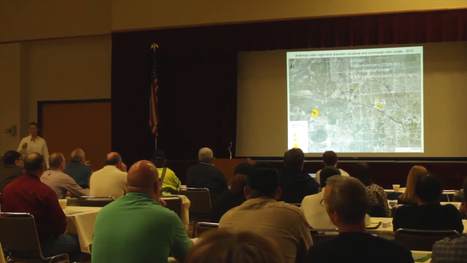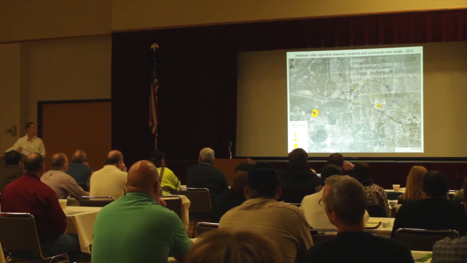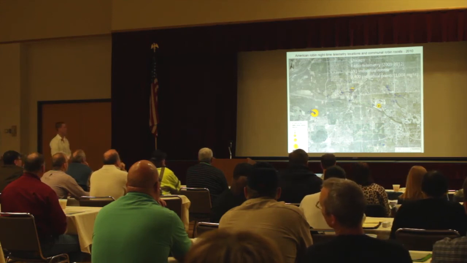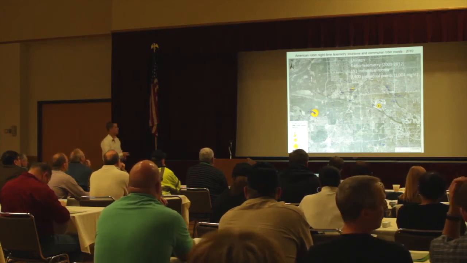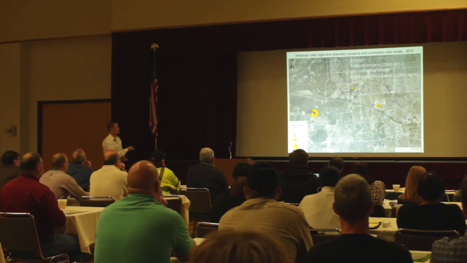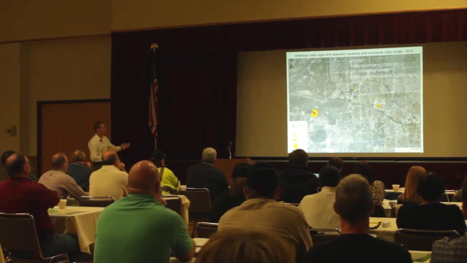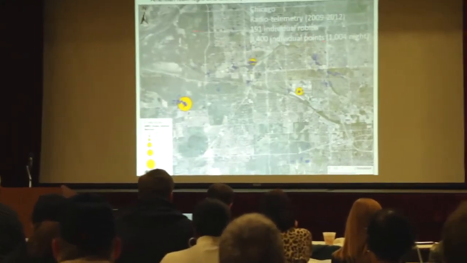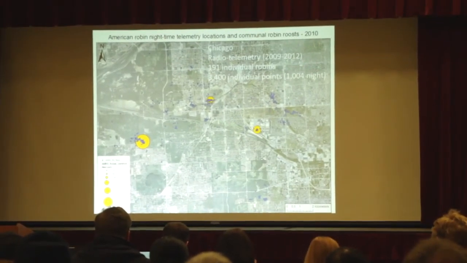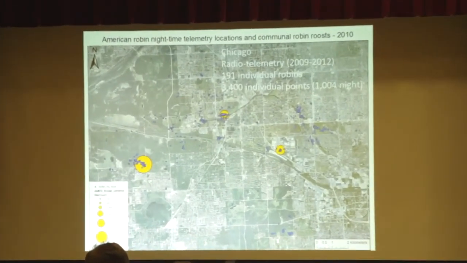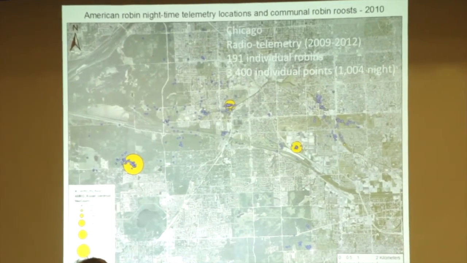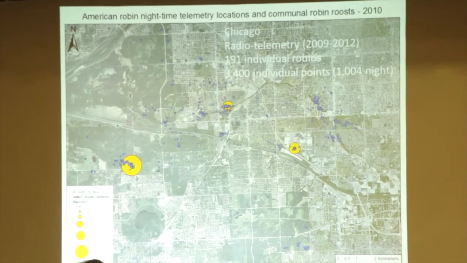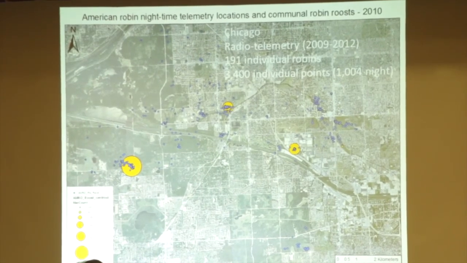Again, where these birds spend their daytime may not matter, because they travel a long way from where they roost to where they feed. So it's really where they roost for Culex mosquitoes. That's where the action is really taking place. So this is just some radiotelemetry data. I think we did telemetry from 2009 to 2012. We had 191 individual robins tagged with transmitters. We got over 3,000 individual points, over 1,000 of which occurred at night. The nighttime locations came from us driving around in trucks with antennas at night trying to track these birds.